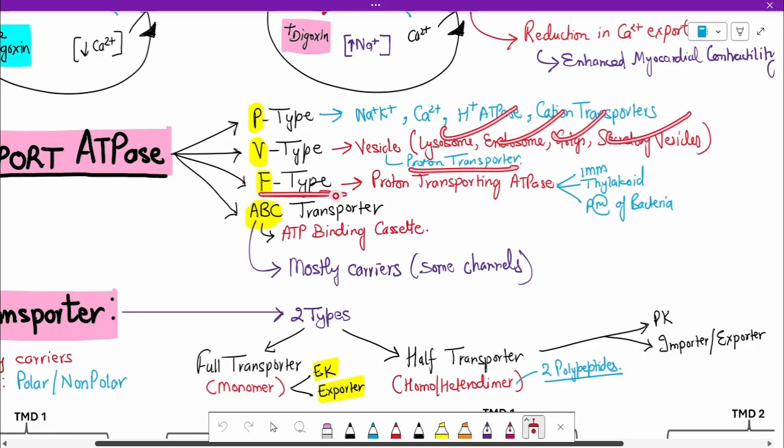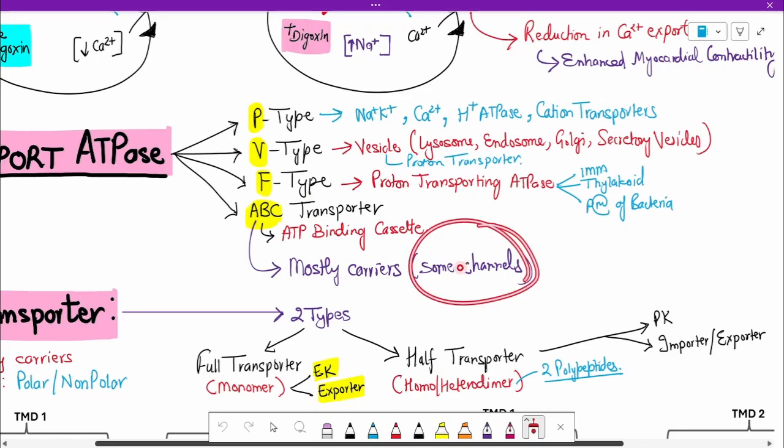For F-type transport, this is seen, and we all have seen this in electron transport system or electron transport chain, and it is also considered as a reversible coupling device. There can be ATP hydrolysis and there can be ATP synthesis as well. It can be seen in inner mitochondrial membrane, in thylakoid in plant chloroplasts, and in plasma membrane of bacteria. For ABC transporters, ABC stands for ATP binding cassette, and they are mostly carriers, but some exceptions are there where it can function as a channel as well.